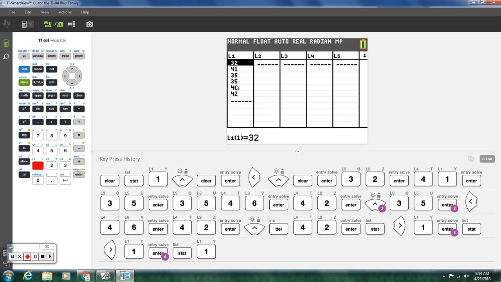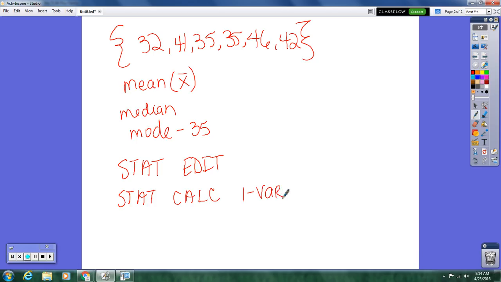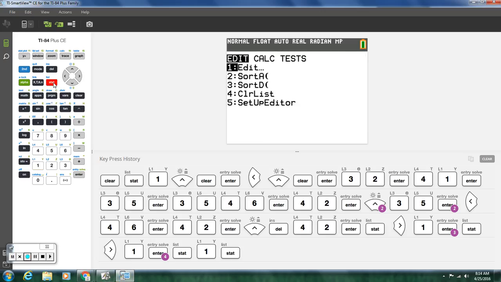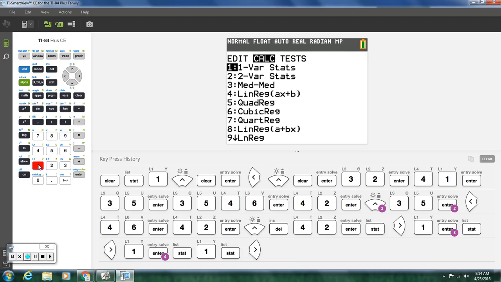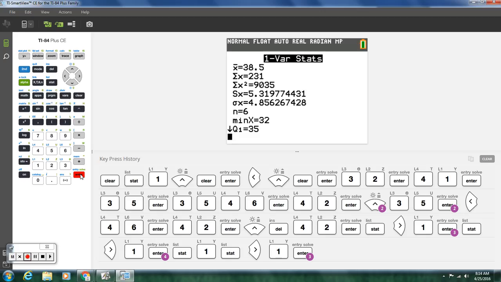So you gotta put your numbers in the stat. So you're gonna go stat, edit, to put the numbers in, and then stat, calc, one variable. Do that. So you put the numbers in, stat, edit, and then go back to stat, calc, and number 1, and just make sure that wherever you put your numbers, you've got them in that list. And then that'll come up. Is that what y'all got?